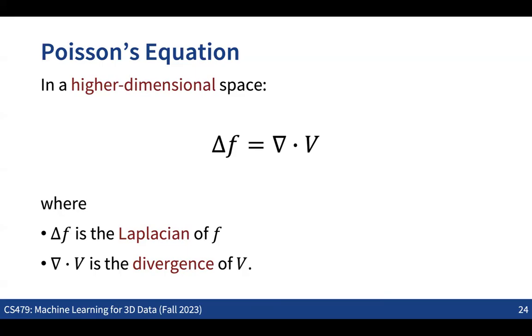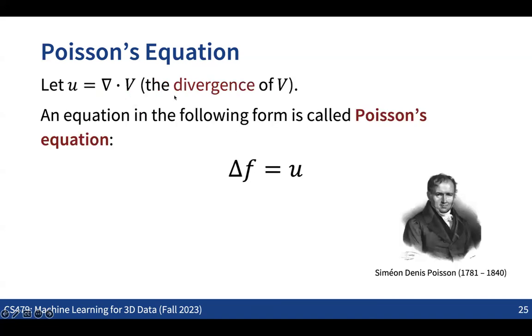So here the thing is, if we see that the divergence of the vector field is some kind of scalar function in the space, then the function that we are solving basically has this form. So this is basically the formulation that we are going to solve.